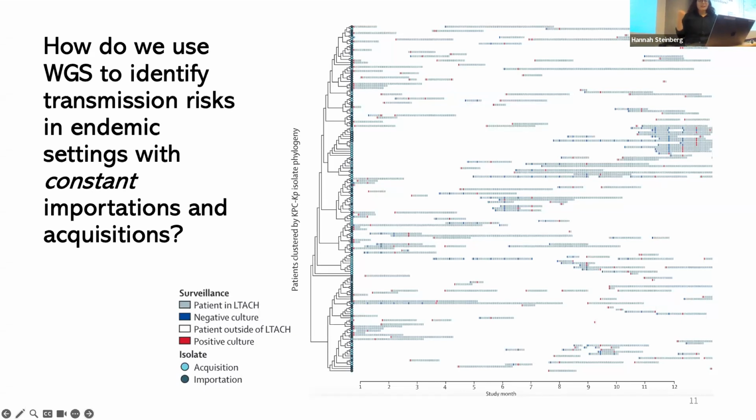This is a data set that I will get into more later, but keep this in the back of your mind: how are we going to use whole genome sequencing to identify transmission risks in this more complex system and quantify those risks as well?